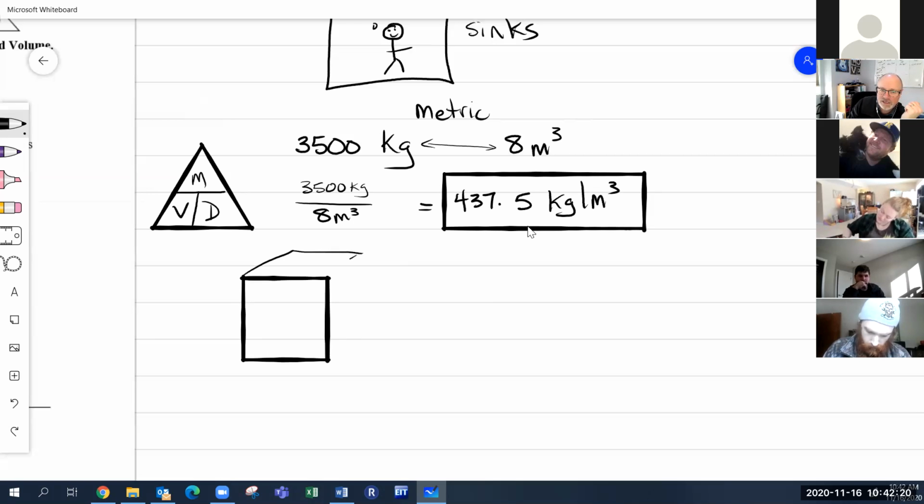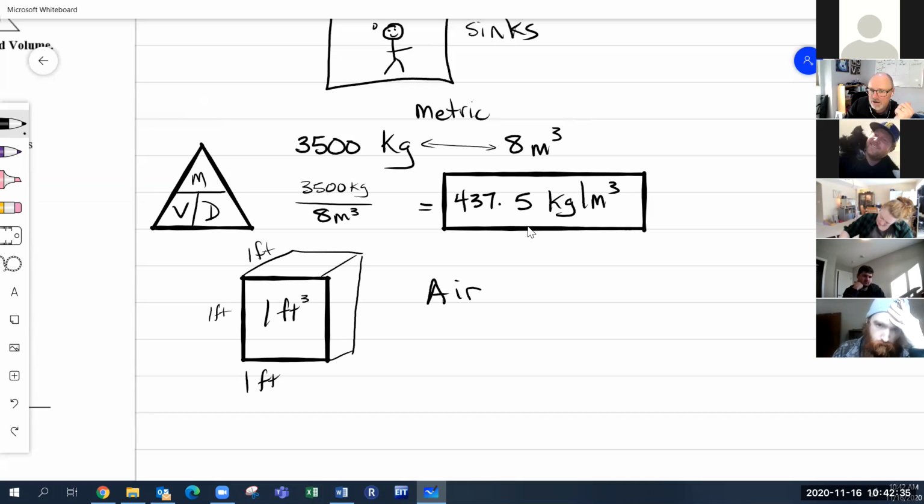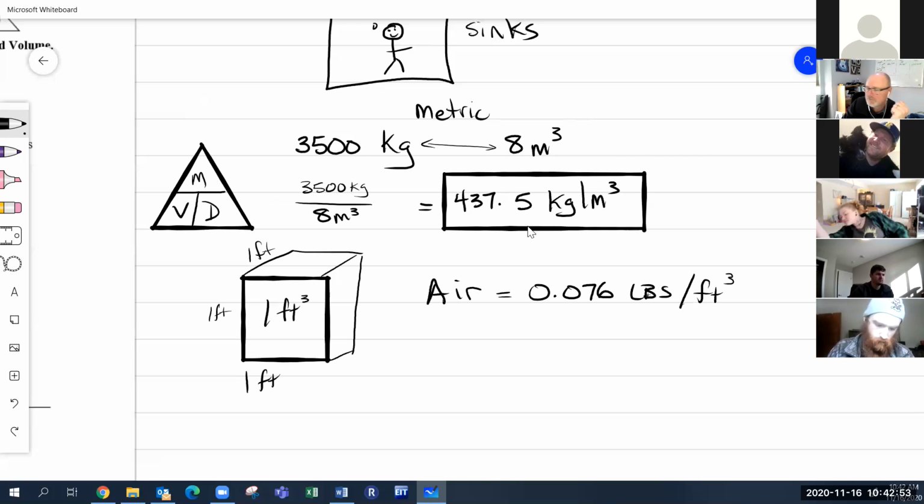So if I had a cubic foot box, so 1 foot by 1 foot by 1 foot, which equals 1 cubic foot, and I filled this up with air, does anybody know how much that would weigh? That is right, Matt. 0.076 pounds per 1 cubic foot. That is the mass of air.